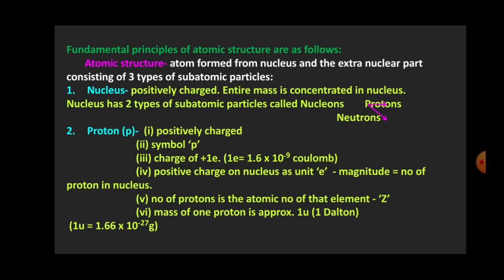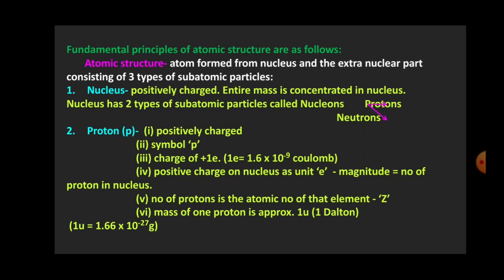Second one is the proton. Now protons, as I said, are denoted by small p. They are positively charged. Their symbol is p, and they have plus 1 charge, which is equal to 1.6 × 10^-19 coulomb. That is the total charge on one proton.